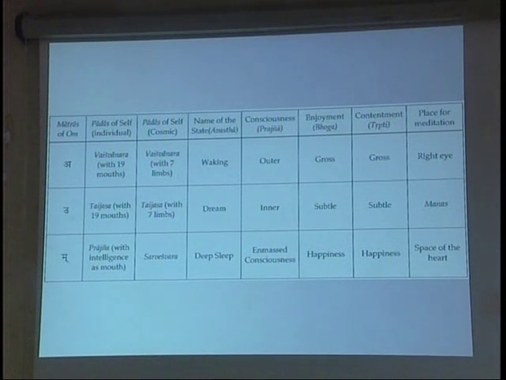Then how many are these now? Fifteen. Then you have antakarana. What is antakarana? Mind, manas; intellect, buddhi; thought, chitta; ego, ahankara, the sense of ego. Is it clear? So these are the 19 mouths.